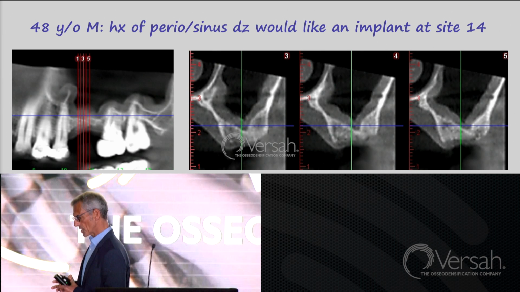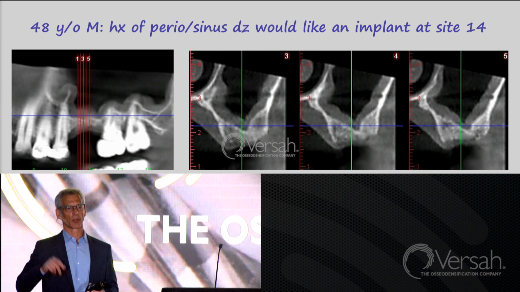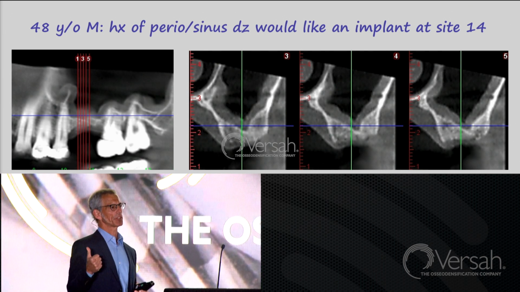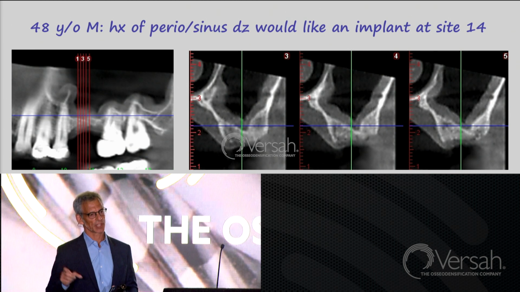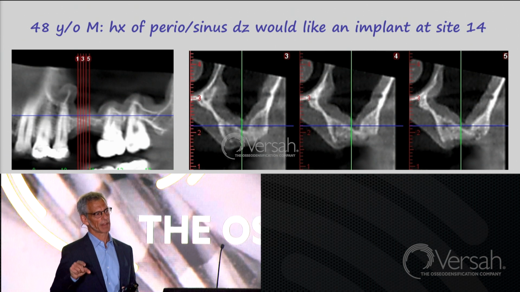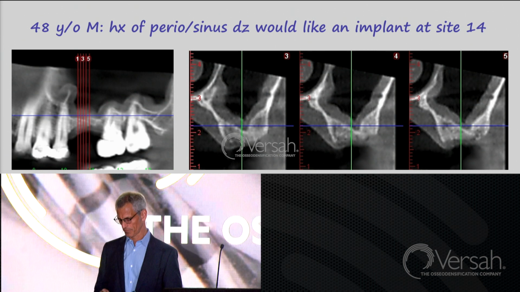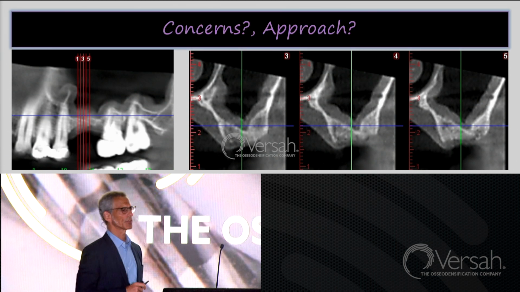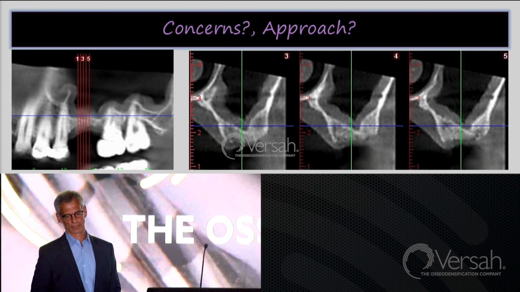This is a fabulous teaching case. 48-year-old, history of perio disease, history of sinus disease. He wants an implant at site number 14. This is how you should evaluate every sinus case. What are your concerns? What is your approach?